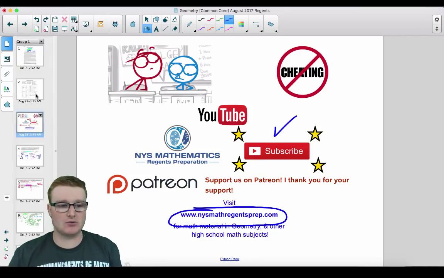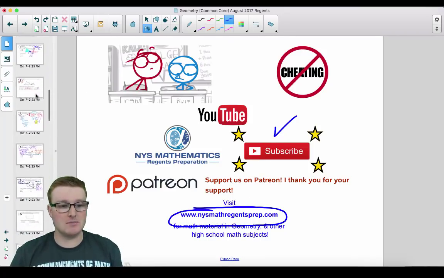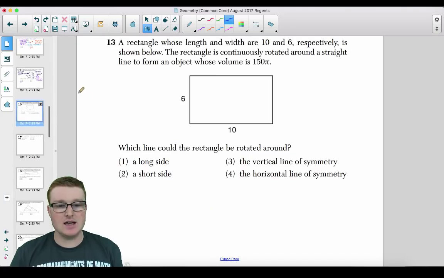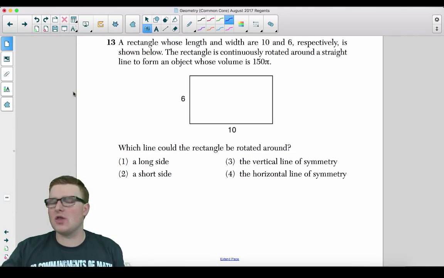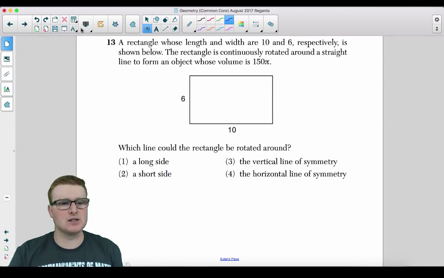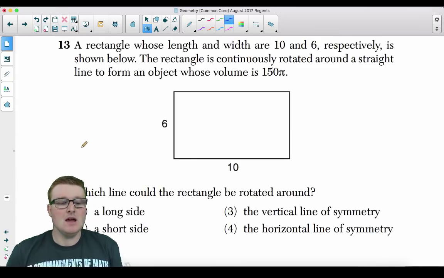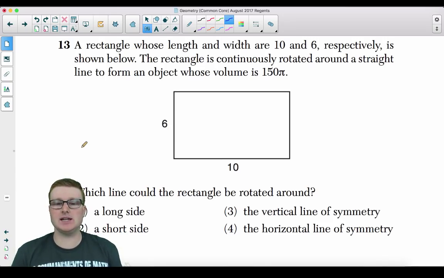Without further ado, let's jump right now to question number 13 of this exam. And we begin with a pretty challenging question, folks. Let's begin. 13 says, a rectangle whose length and width are 10 and 6 respectively is shown below. The rectangle is continuously rotated around a straight line to form an object whose volume is 150 pi. Which line could the rectangle be rotated around?